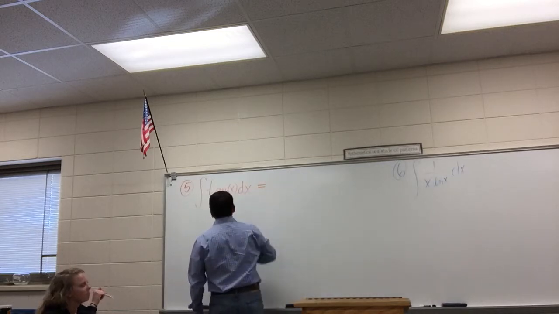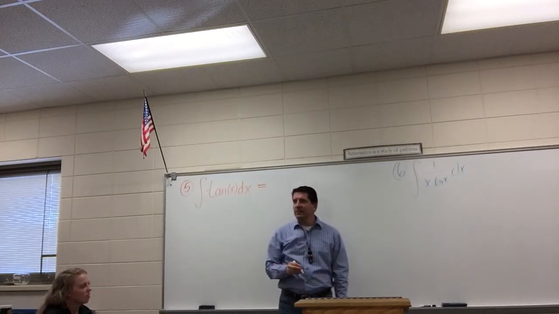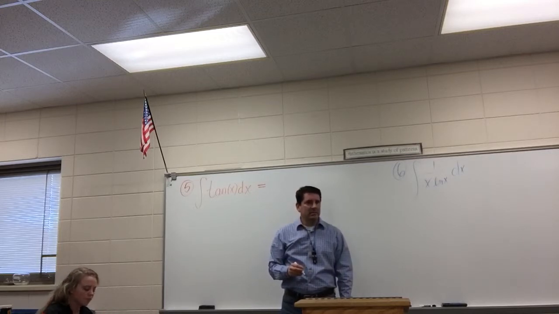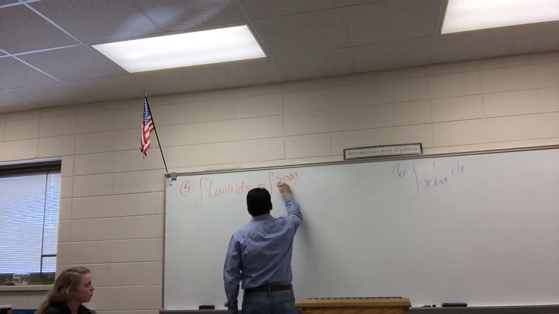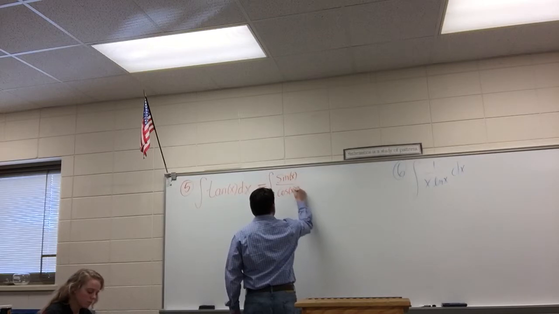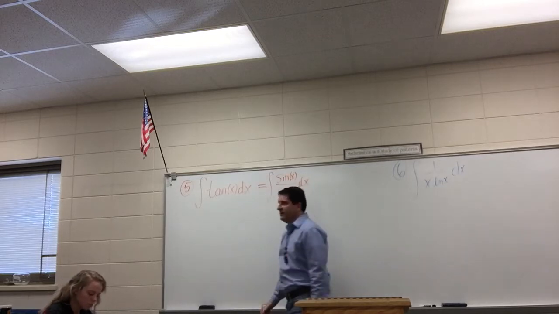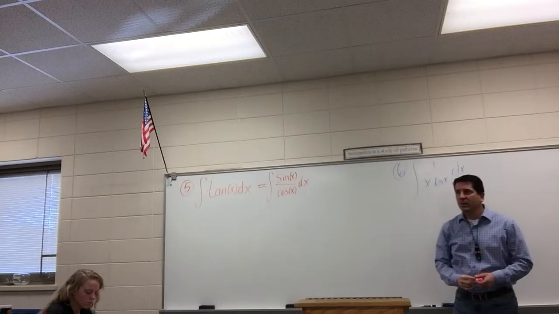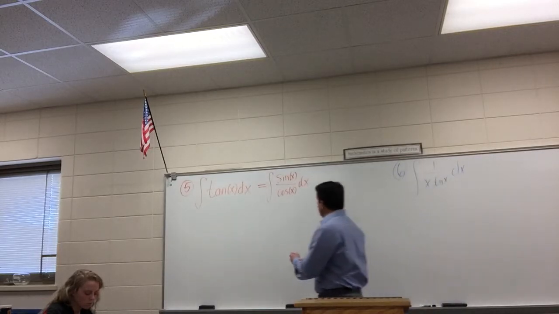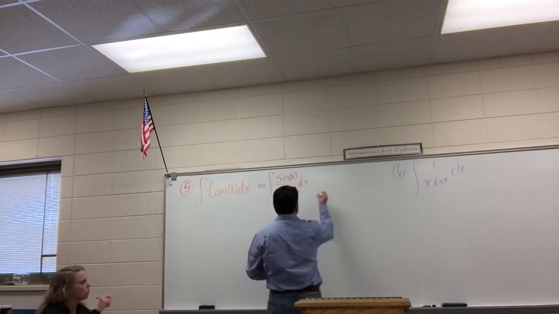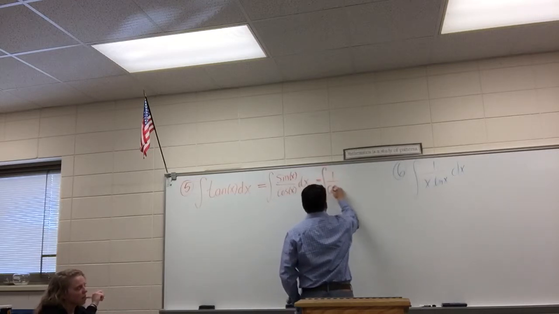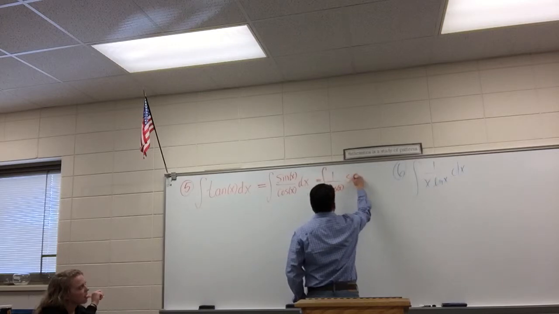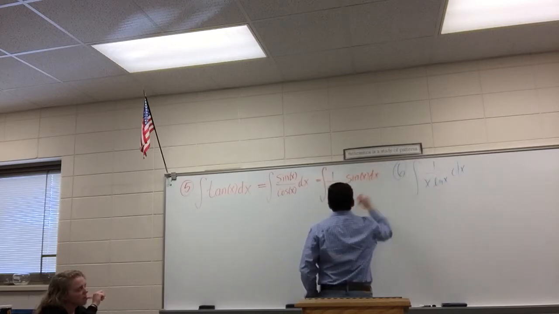Okay, what's the trick in this problem? Rewriting it as sine divided by cosine. So sine of x divided by cosine of x. Why does this help? You should see that this is then the same as the integral of 1 over the cosine of x times the sine of x.